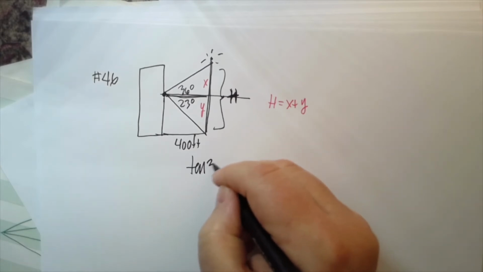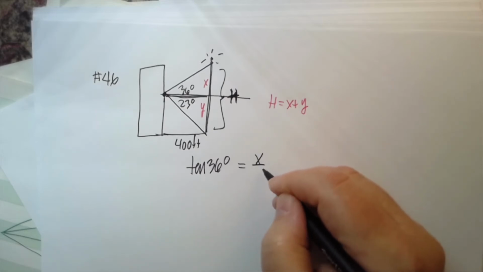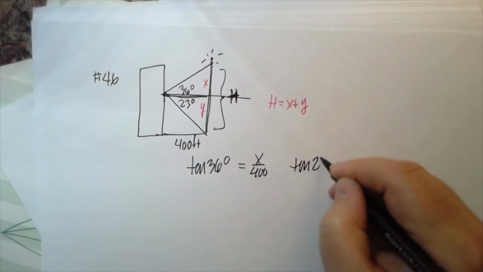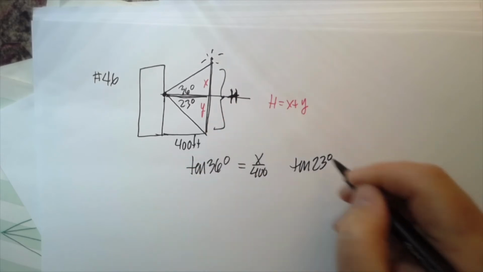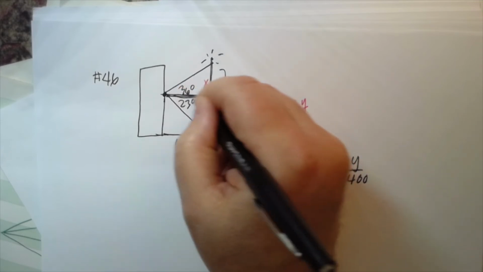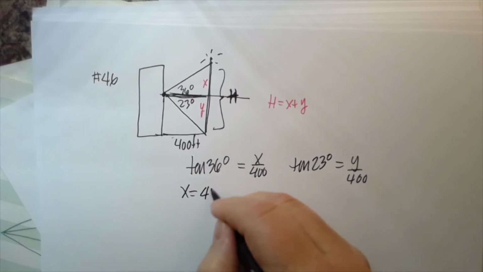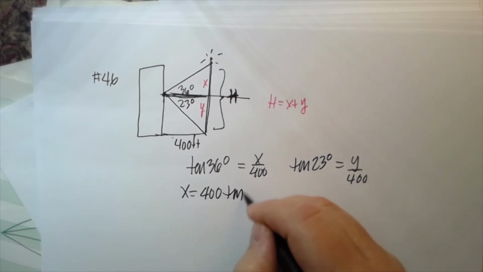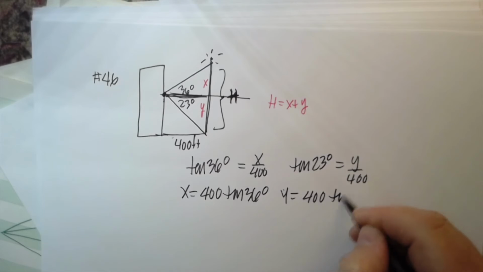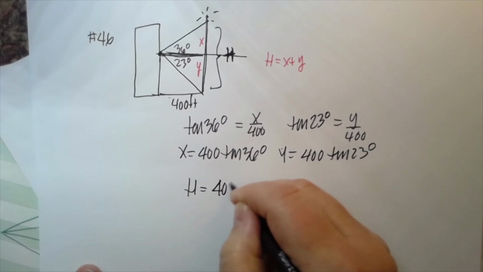So the tangent of 36 degrees is equal to opposite over adjacent, which is x over 400. The tangent of 23 degrees is also opposite over adjacent, y over 400, because this distance here is the same as that one. If we multiply across, x is equal to 400 times the tangent of 36 degrees, and y is equal to 400 times the tangent of 23 degrees. So my height is just adding the two together.